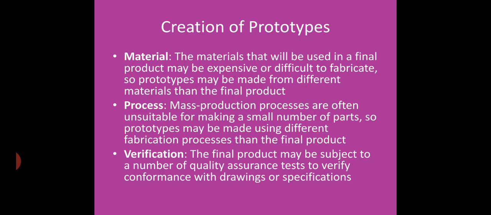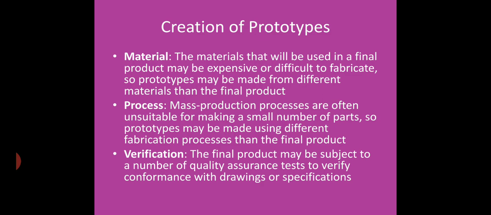The material that will be used in a final product may be expensive or difficult to fabricate. So a prototype may be made from different materials than the final product. When you are going to design a new product, you need a material. This is the basic thing. The selection of material is very important, because if you select the right material for the design, then only the design will be safe and operate in proper conditions. Otherwise it will not be safe. So choosing the material is very, very important.